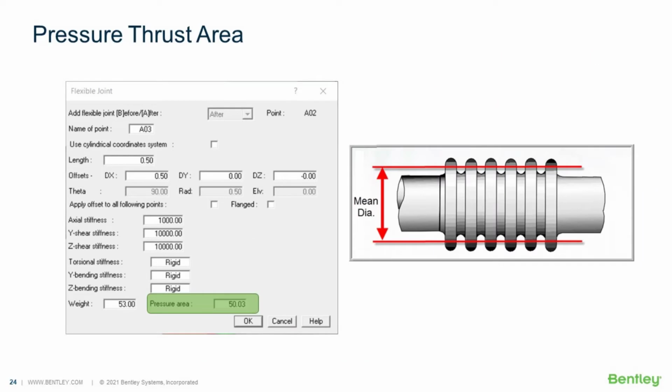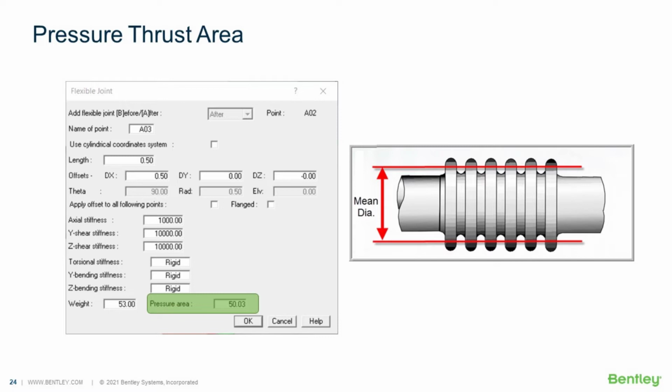All right, let's have a little discussion about the pressure thrust area, the pressure area that's asked to be plugged in, and what does that mean? If you use the contextual help, the online help says that this is the effective cross-section area, usually based on the mean diameter of the convolutions of the expansion joint, and it's multiplied by the internal pressure to obtain the axial thrust due to internal pressure. This thrust is used if a rigorous pressure extension analysis is requested.